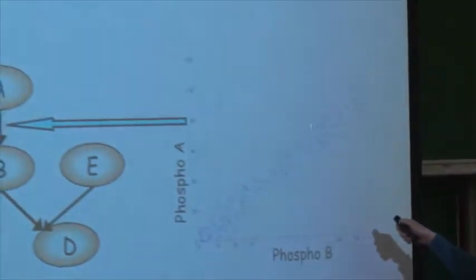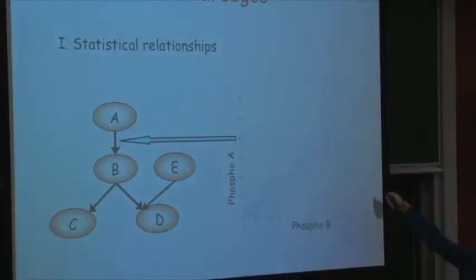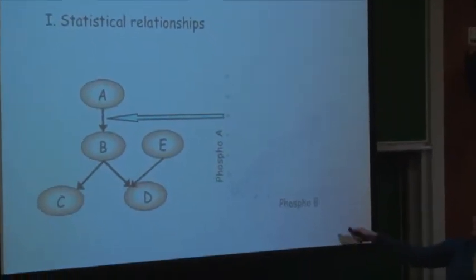So what does that mean? If this is single cell data, every dot here is a cell. I have phospho A, I have phospho B. And you can clearly see that there's a strong statistical dependence here that will map to this edge in the Bayesian network.